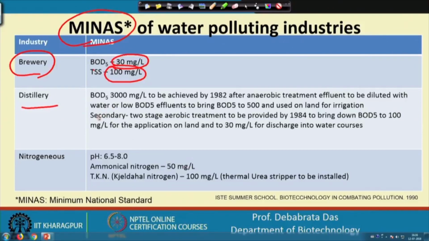In the distillery industry, it again depends on the kind of effluent that we have. The BOD5 is 300 milligram per liter, to be achieved by 1982, and the low BOD5 effluent is to be diluted with water to bring it to 500 milligram per liter, used for land irrigation purposes. Second, a two-stage aerobic treatment process should be provided in 1984, so that you can bring it to 30 milligram per liter. This is the kind of standard they put.